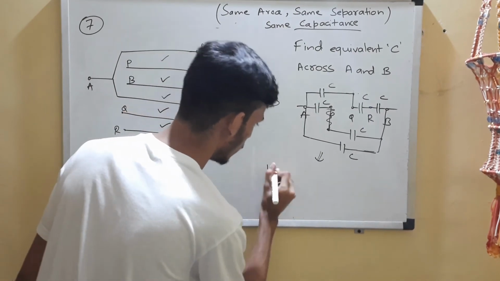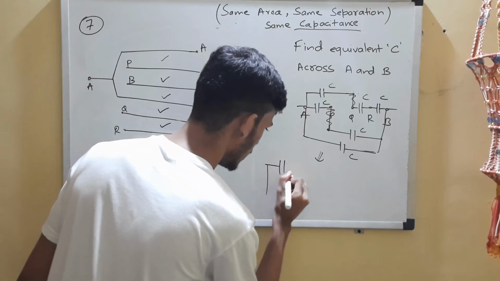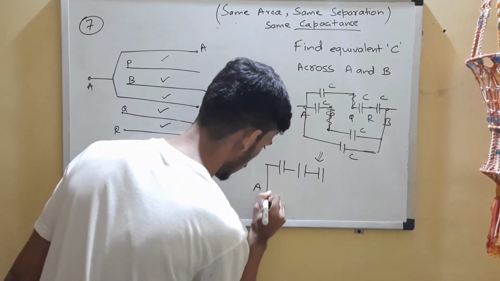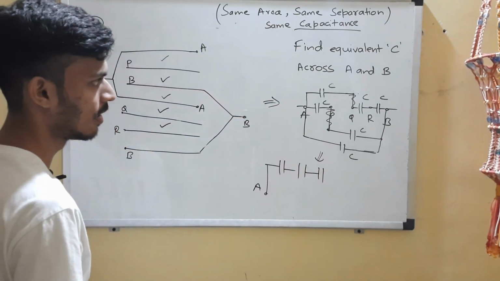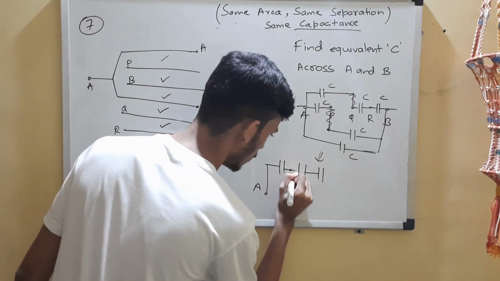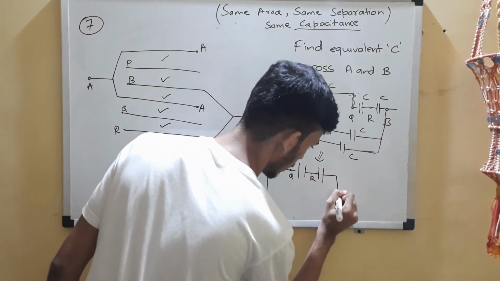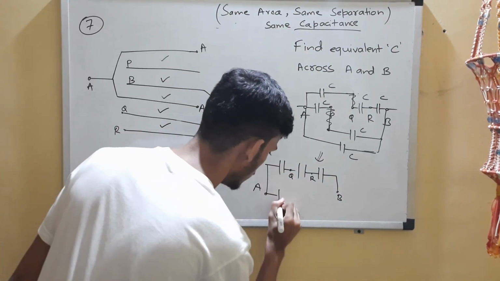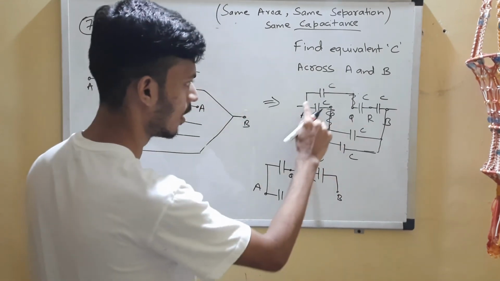So what I said was to remove these extra pieces. So you'll have C. Now this is A over here, and I'll also draw the extra points. Here you have Q, here you have R, and here you have B, right? And here you have C. Now these three are in series. You can see that.